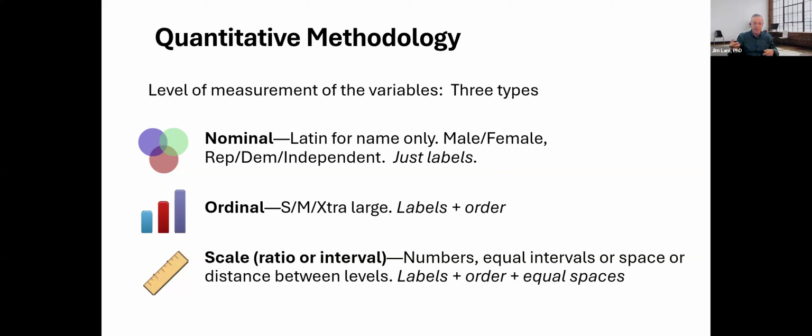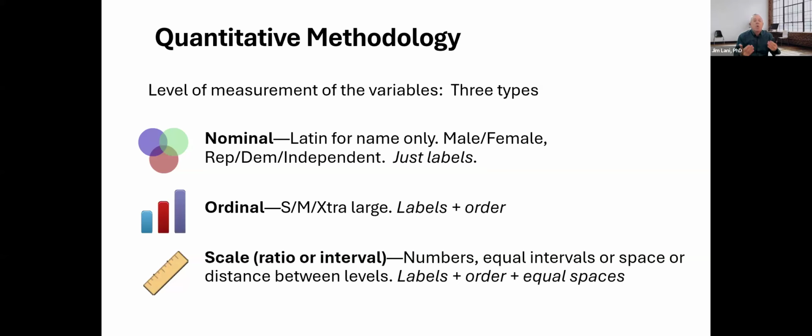Ordinal has two pieces of information. It has a label: small, medium, extra large, Godzilla large, okay? And it has an order. Small is the first one, medium is the next one, big gulp is the next one, or whatever. But importantly, that order is not equally spaced, okay? Small to medium in terms of volume might be 8 to 12 ounces. Medium to big gulp might be from 12 ounces to 32 ounces. So there are no equal intervals per se in volume or in space.